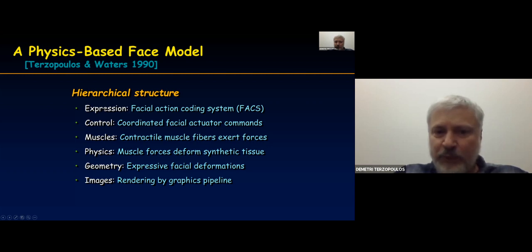So at the level of expression, we have a higher level controller, which is known as the facial action coding system, which was developed by psychologists who study the human face. And this level really is what coordinates the actuators in the model to produce meaningful facial expressions. So more about that momentarily.